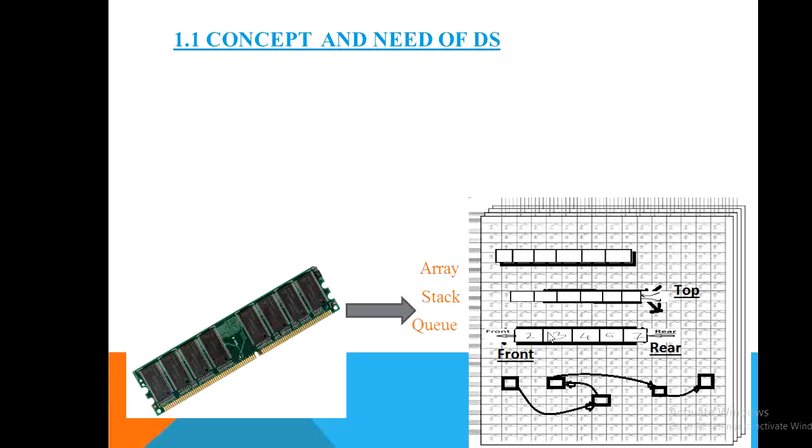The third format we have seen is the queue. In a queue we insert the element from one end and delete the element from the other end. The fourth one is the linked list. In a linked list, data is not stored contiguously in memory, and the data are linked by pointers. These are the ways of storing the data, and we call these ways data structures.